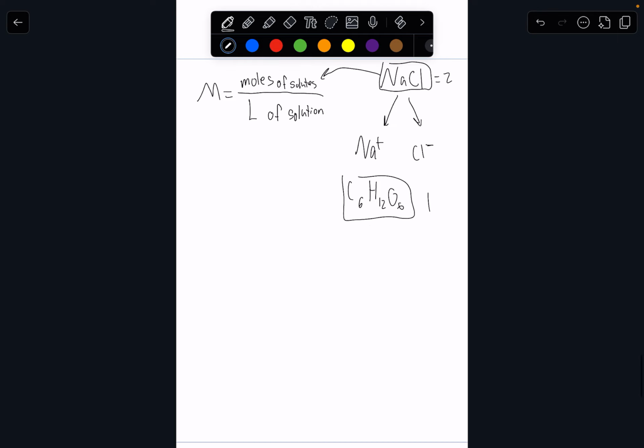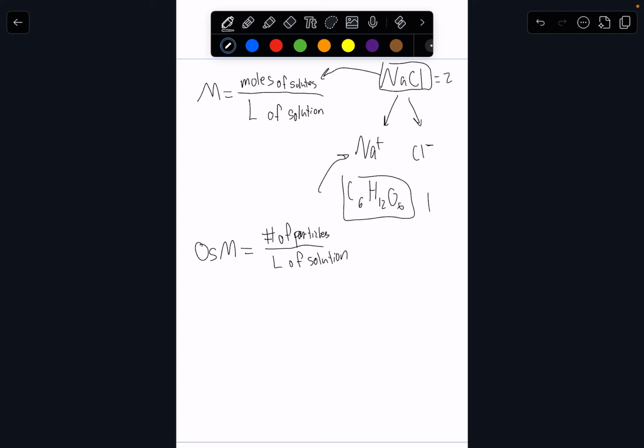So to account for this dissociation, we have osmolarity, which I believe is just Os like that. And that equals moles, or sorry, that's number of particles per liter of solution. So hopefully that's clear what the difference is between molarity and osmolarity.